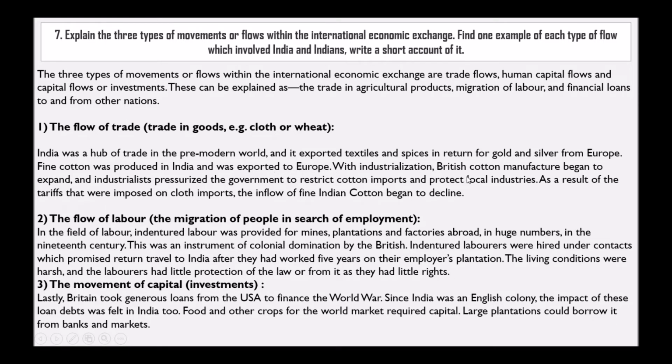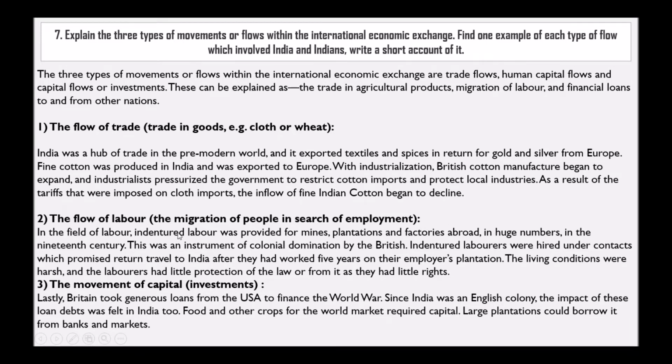With industrialization, British cotton manufacture began to expand. The industrialists pressurized the government to restrict cotton imports and protect local industries. As a result of the tariffs that were imposed on cloth imports, the inflow of fine Indian cotton began to decline.